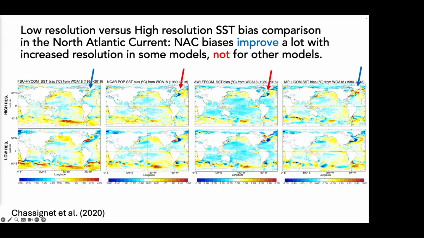And so folks have been comparing high res and low res models to see whether it improves things in this region. And the answer is yes and no, depends on the model. So this is a study by Chassignet et al. On the bottom, we have the low res counterpart and the high res counterpart. And you can see in some models, the biases improve when you go to high res, and in some, there's not much improvement. So resolution may or may not actually be the solution to the problem.